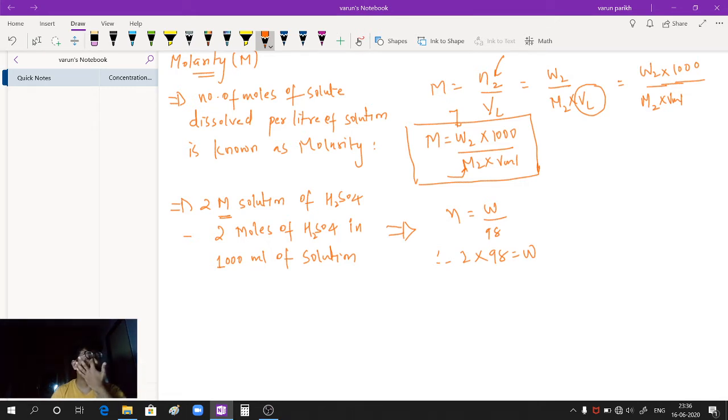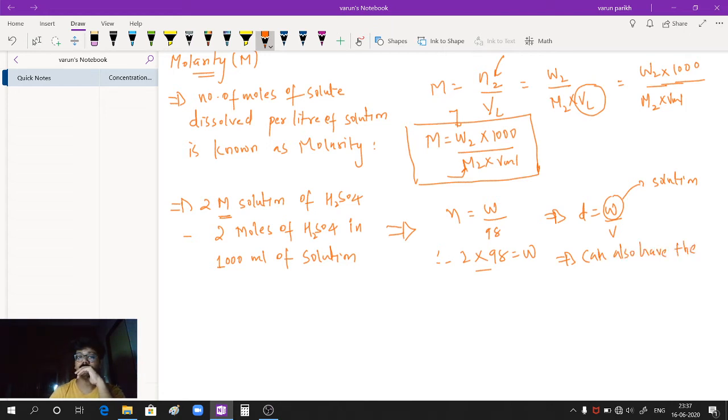And if somebody gives you the density of the solution, since density is equal to mass by volume, and volume is 1000, then with the density provided, you can get the mass of the solution. When you get the mass of solution, you already have the mass of solute, that is 98 multiplied by 2. You can also get the mass of solvent. So just by one sentence you get many things.